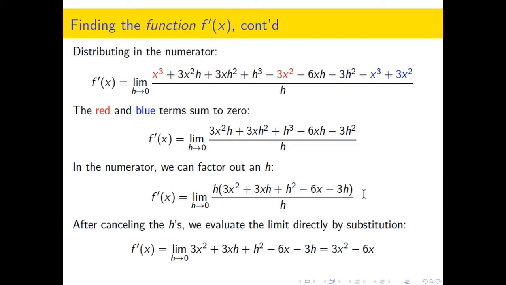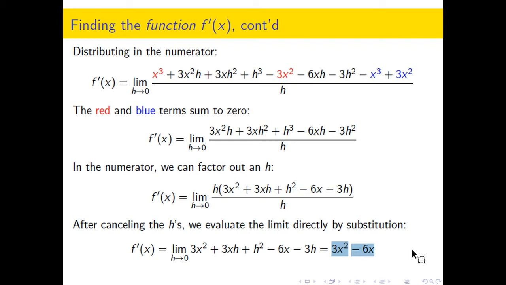So the h's cancel, and we can evaluate this limit by direct substitution. Since I'm no longer dividing by 0, I can just plug in h equals 0. Well, notice that any term that has an h in it is just a 0 term. There are only two terms that don't have an h in it, the 3x squared and the negative 6x. So those are the only things that are left.